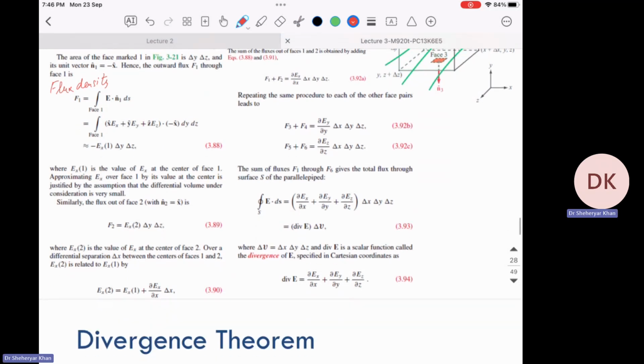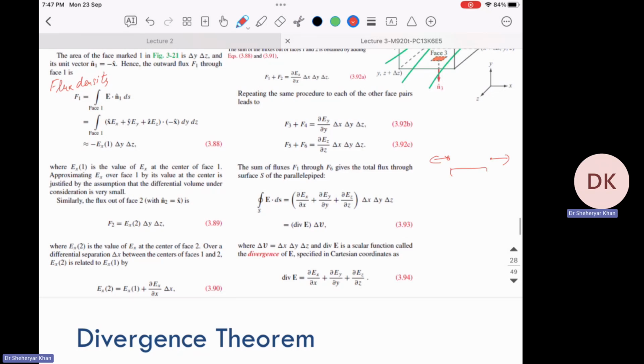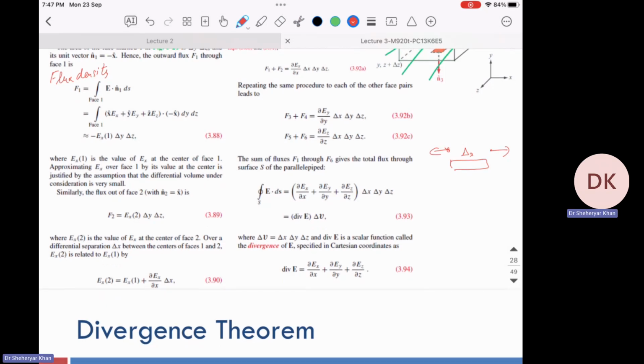We can use a mathematical trick here to transform Ex1 in terms of Ex2, or Ex2 in terms of Ex1. Do you know the difference between these two things? One quantity is going here, another quantity is going here. The only difference between them is delta x, because they are delta x separated, which is exactly the width of the cube, right? Now, if you are familiar with the Taylor series, it will give you the expansion of any function that has a small increment, right?